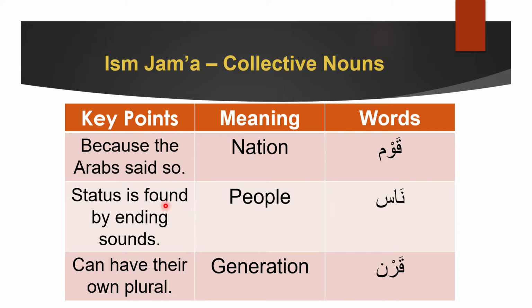And the status is found by the ending sounds. For this again, this is qawmun, qawman, qawmin, nasun, nasan, nasin, qarnun, qarnan, qarnin. The status is found by ending sounds. And these are plurals because, as I said, the Arabs said so. These 3 are the plurals found in the Quran, and these will be considered plural because the Arabs said so. And in English, we know them by another word known as collective nouns.